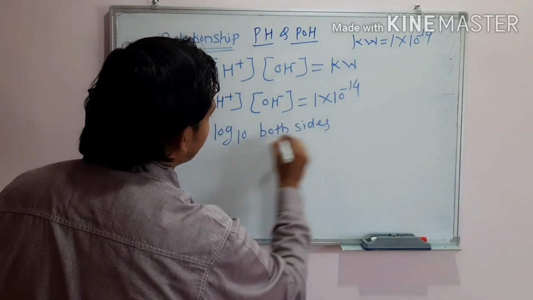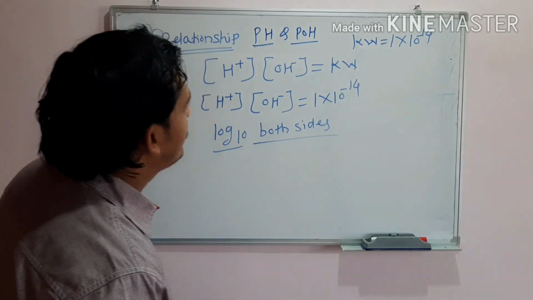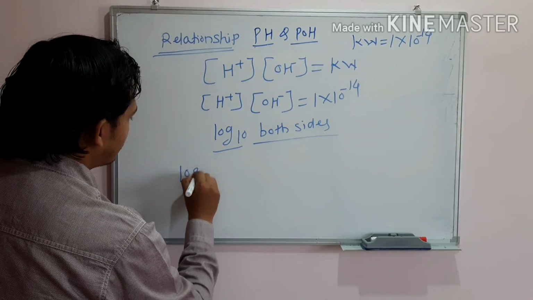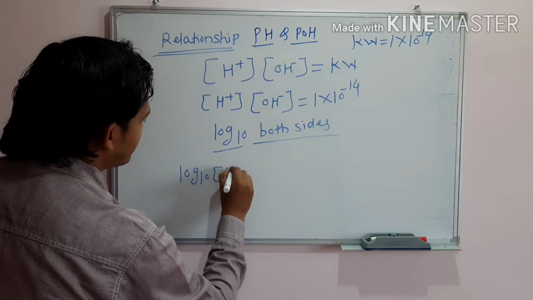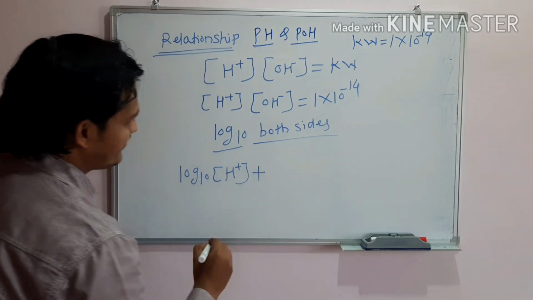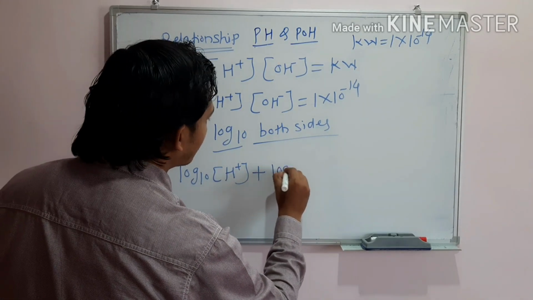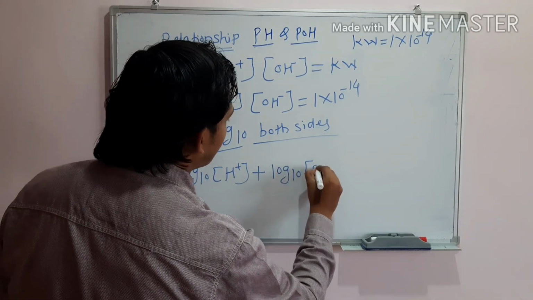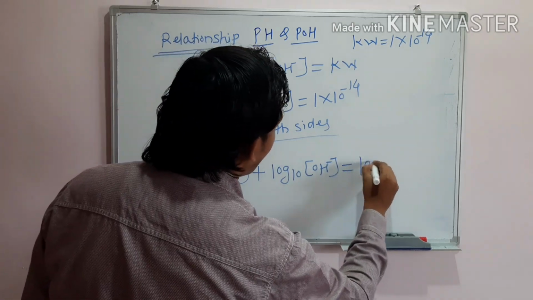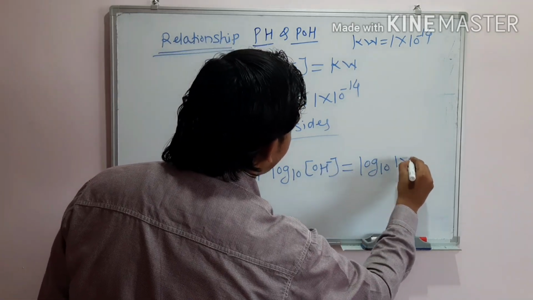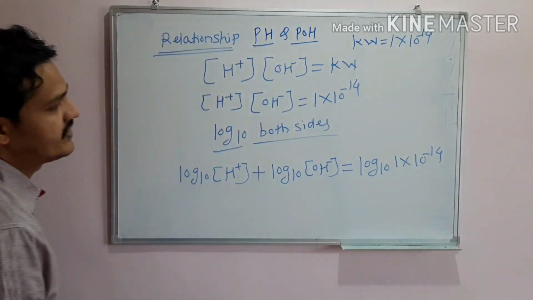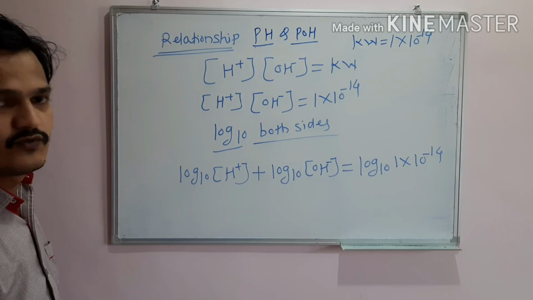Log to the base 10 both sides. We get log to the base 10 molar concentration of H plus ion, plus log to the base 10 molar concentration of OH minus ion, is equal to log to the base 10 of 1 into 10 to the power minus 14. (It is multiplication, so it becomes addition.)